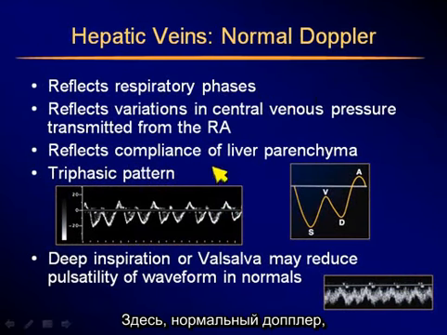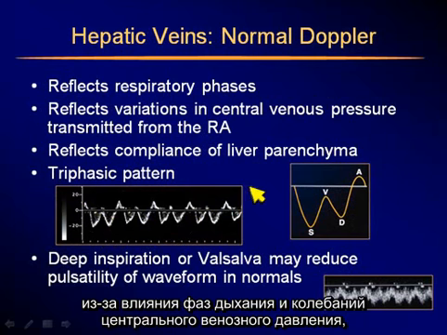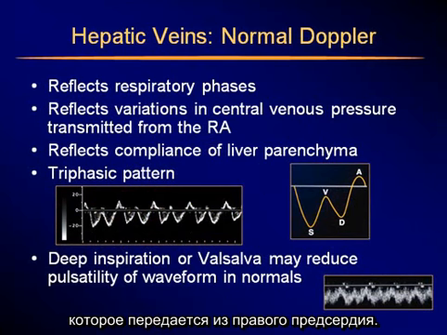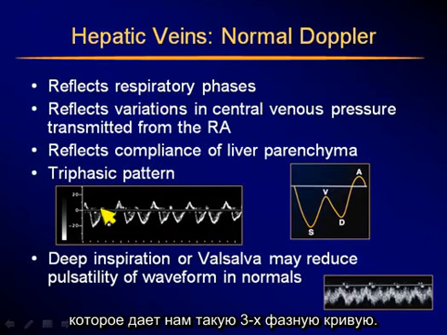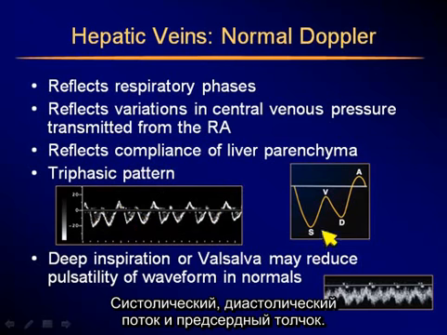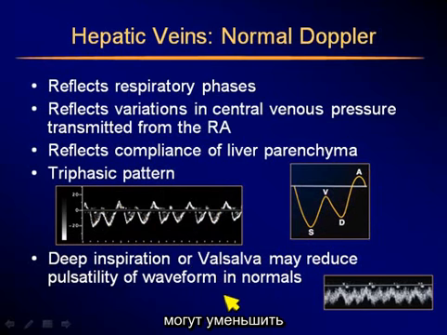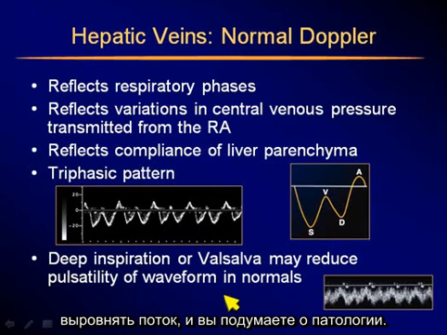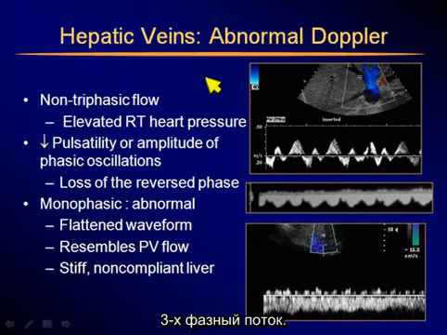In the normal Doppler here, the reason for this pulsatility is because it reflects respiratory phases and variations in central venous pressure that is transmitted from the right atrium. It also reflects the compliance of the liver parenchyma, giving us this triphasic waveform, systole, diastole, kick. Be careful though, because deep inspiration or Valsalva may reduce this pulsatility and dampen it, causing you to think there's a problem.